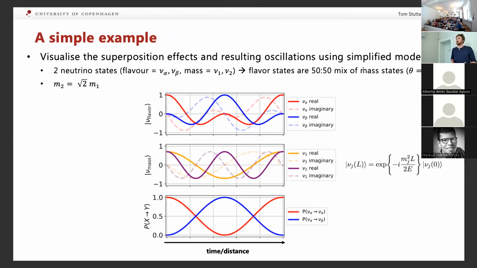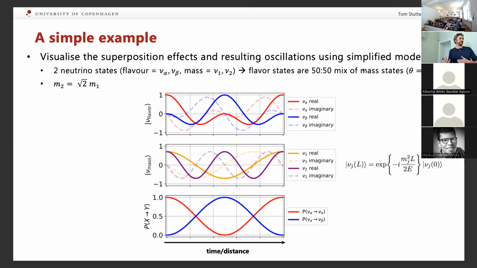Now, that was a lot of words. I'll try and show the same sort of thing in a toy example in pictures. So we can try and take the simplest possible example of neutrino oscillation. What I'm showing here is that I'm imagining there are only 2 neutrino states in the world, not 3, for simplicity. I'm calling them alpha and beta. You could just replace that with electron and muon if you prefer, and 2 corresponding mass states.